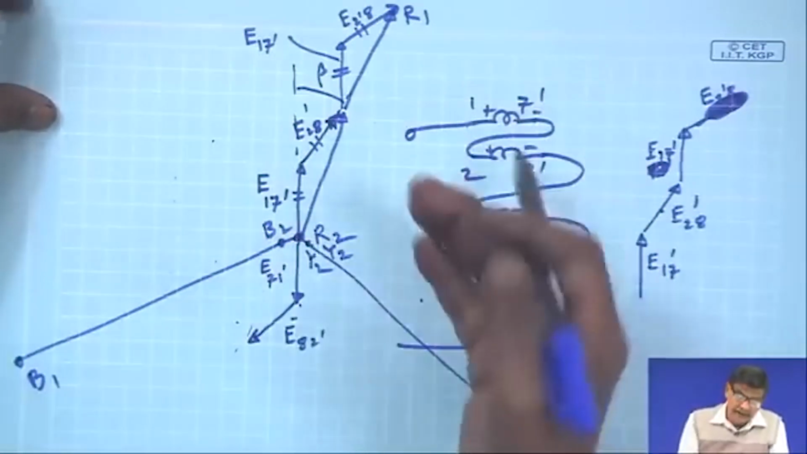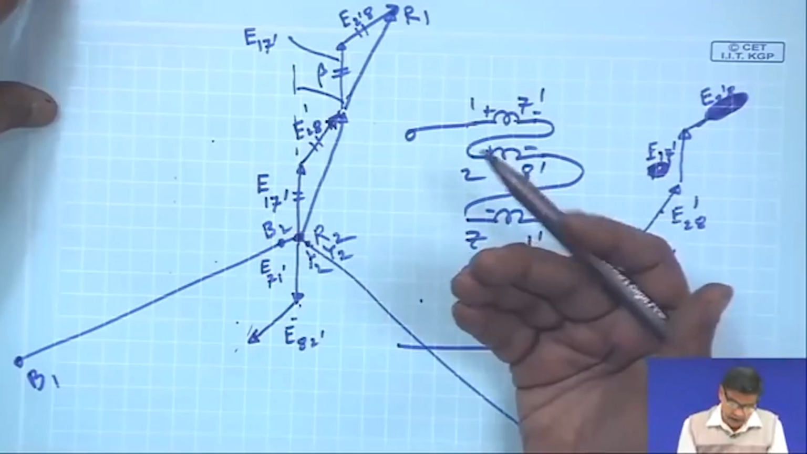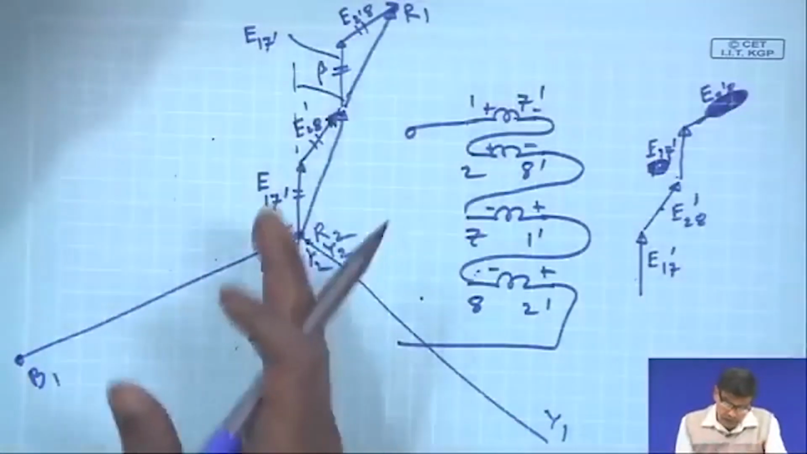Therefore, in phasor diagram also you see that reversal is necessary. You cannot blindly go on adding this in series to get the R phase voltage. Okay. So, this is how.